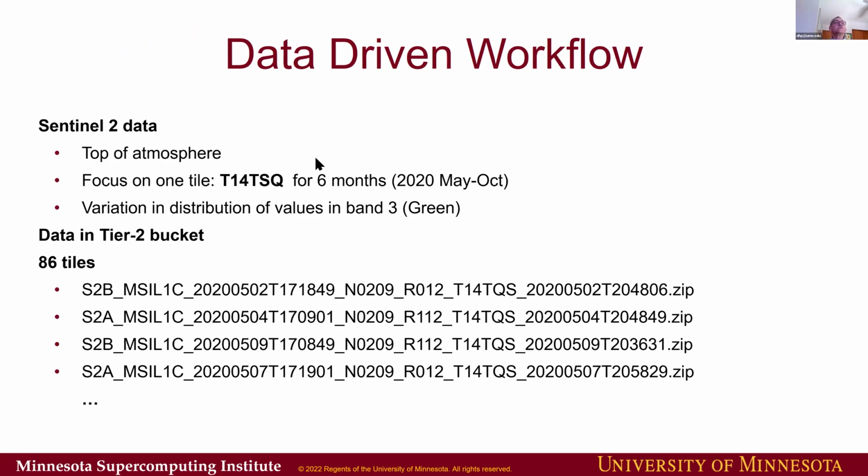So the example that I'm going to use is processing some satellite data. It's from the Sentinel-2 mission. It's basically taking multispectral imagery over the entire globe with a repeat of every 5 days between the constellation of two satellites. They break up the data into a set of tiles that are about 100 kilometers on a side. This particular tile intersects the Minneapolis area, so it's over Minnesota. And I'm going to look at the data collected over a 6-month period in 2020, May through October.